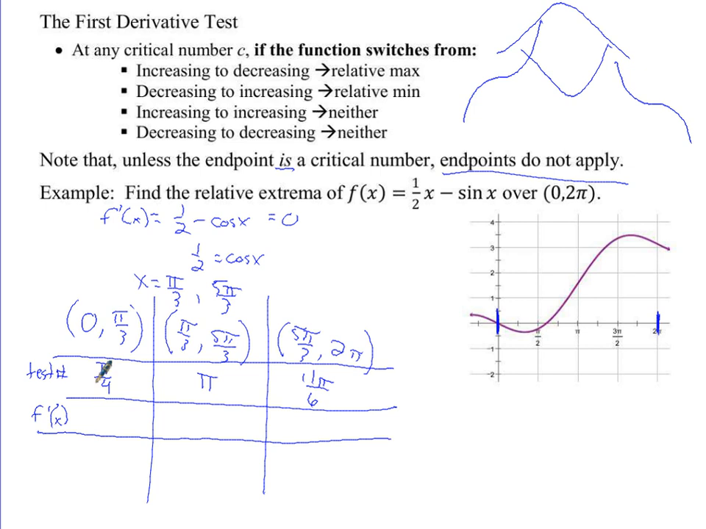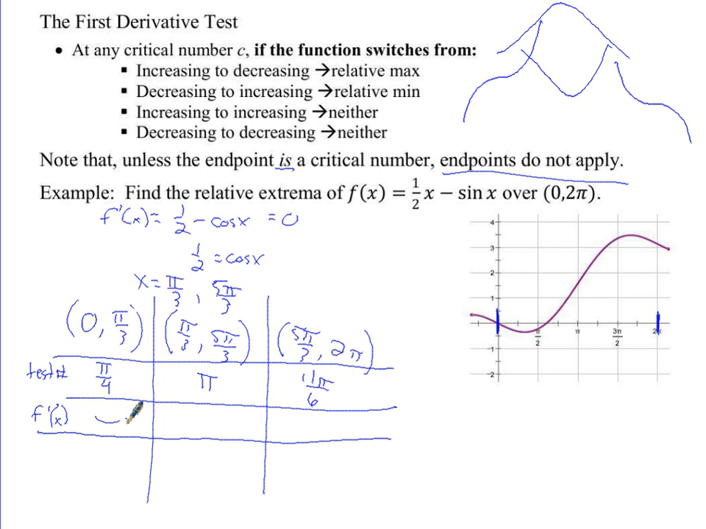All right, so I take pi over 4, which is between 0 and pi over 3, and I substitute it into my derivative. I have 1/2 minus the cosine of pi over 4. The cosine of pi over 4 is square root of 2 over 2. So 1 minus the square root of 2. What's bigger, 1 or the square root of 2? The square root of 2 is bigger, so we wind up negative.